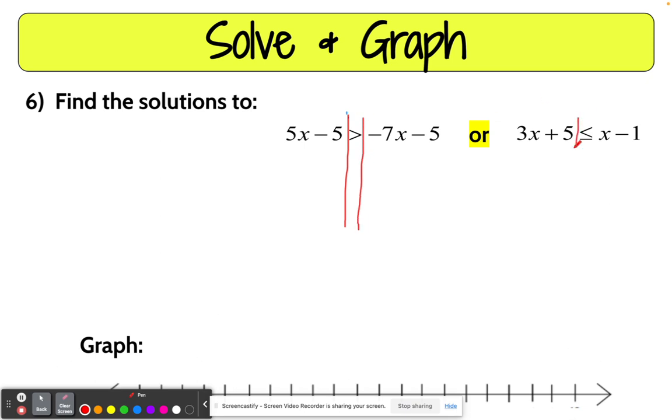Notice I have variables on both sides here. So let's see what this is going to end up looking like. First thing I want to do is go to the bigger party on this one. I have 5x here, -7x. Let's move everything to the left side by adding 7x to both sides. I have 12x minus 5 on the left. And this cancels out, and I'm just left with -5 on the right.